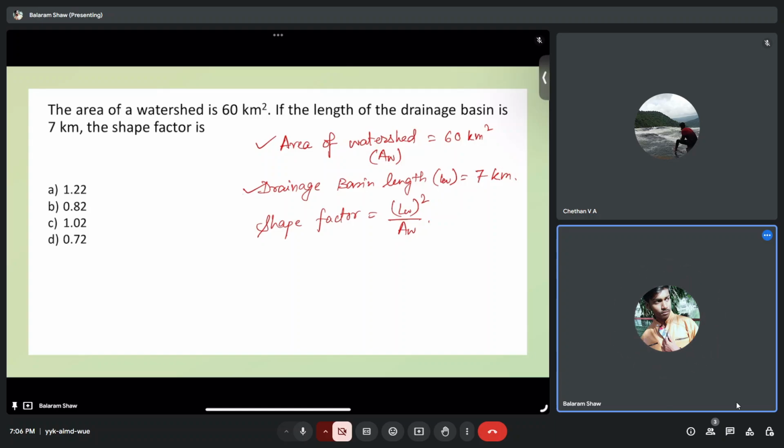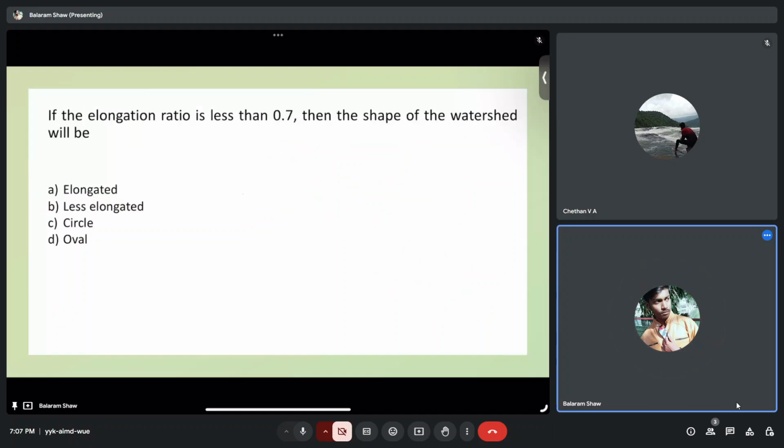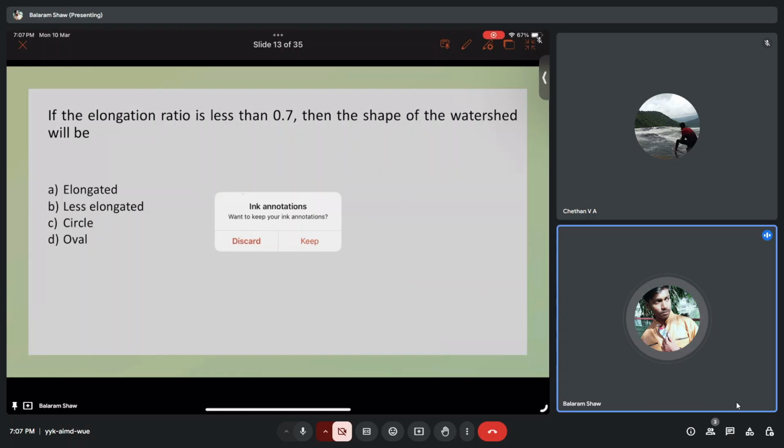Okay, how much did we get then? We have 7 square by 60, that is 49 by 60. We have 0.8167, something like that. So the correct answer will be B. Right? I hope you guys also got the same answer. Any question here? Okay, if not, we'll move to the next question. Yeah, so we'll first mention what is the elongation ratio, then we'll come back here.